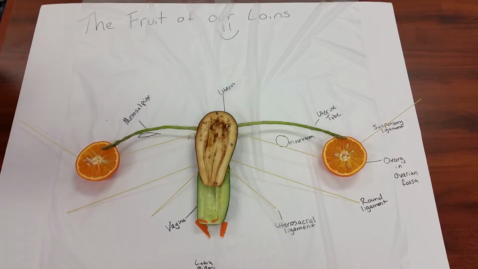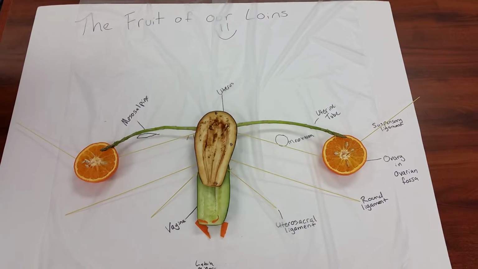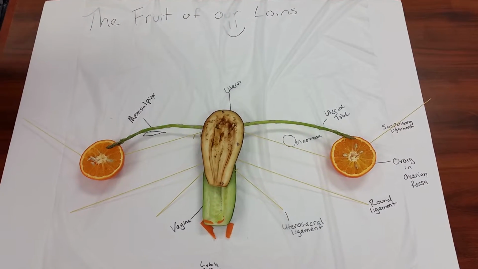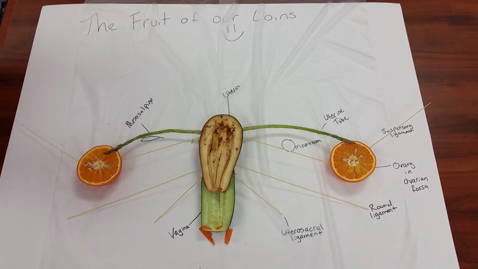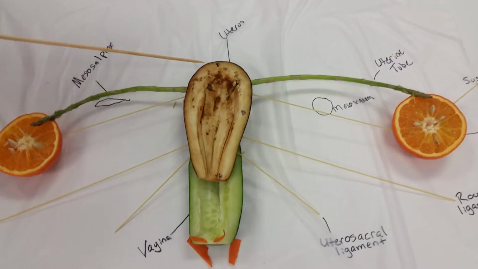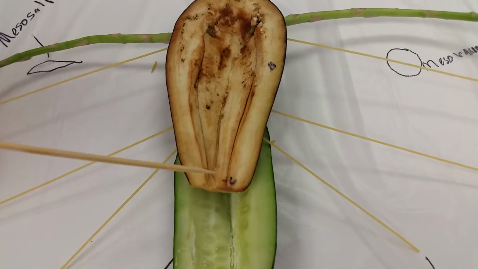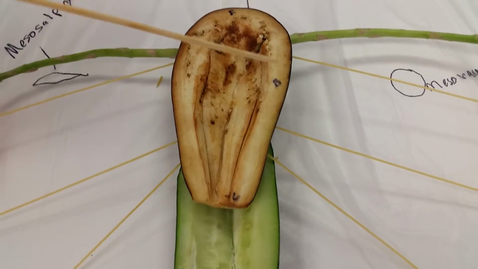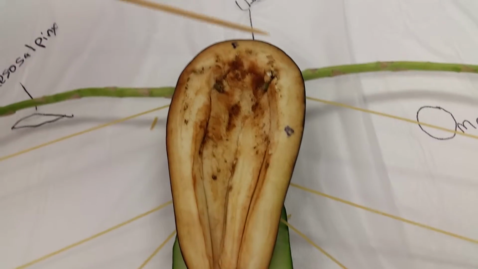This is our fruit and vegetable recreation of the female reproductive system. So we'll go ahead and jump in here. We're going to start with the uterus. And you can see we've got the cervix, the body, and the fundus.